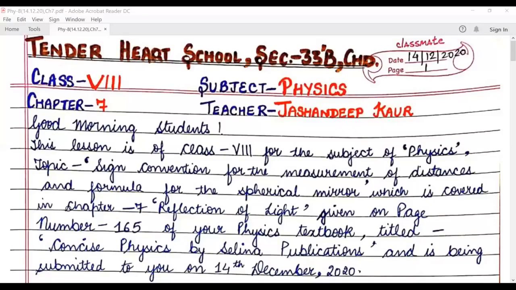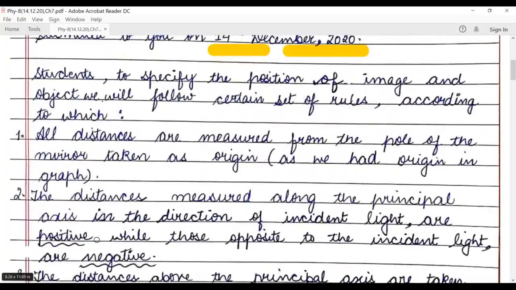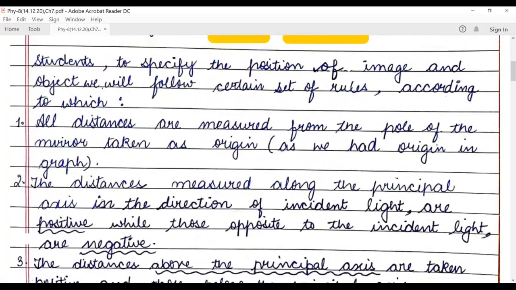Good morning, students. This lesson is for class 8th, subject physics, topic: sign convention for the measurement of distances and formula for the spherical mirror, which is covered in chapter 7, Reflection of Light, on page number 165 of your physics textbook, Concise Physics by Selina Publications, and is being submitted to you on 14th December 2020.